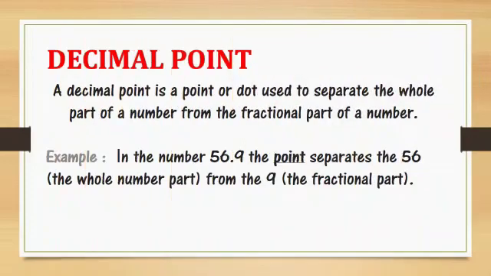Now, decimal point. A decimal point is a point or dot used to separate the whole part of a number from the fractional part of a number. For example, in the number 56.9, the point separates the 56 from the 9. Here the 56 is the whole number part and 9 is the fractional part.